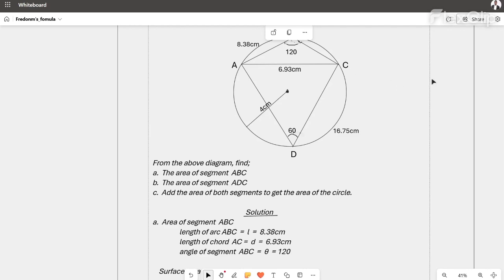So that is it for this video. As I promised you before when we were starting this video, that you're going to learn something interesting today, I have shown it to you: Fredonm's formula, a unified formula for calculating the area of a segment of a circle. It doesn't matter whether it is a major segment or a minor segment.